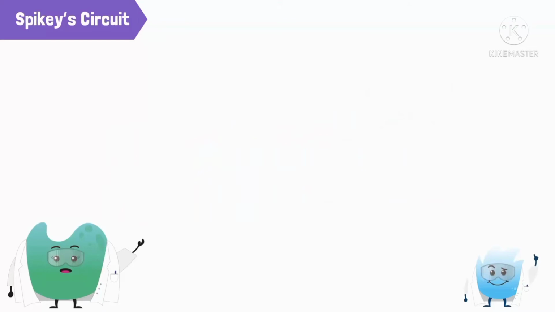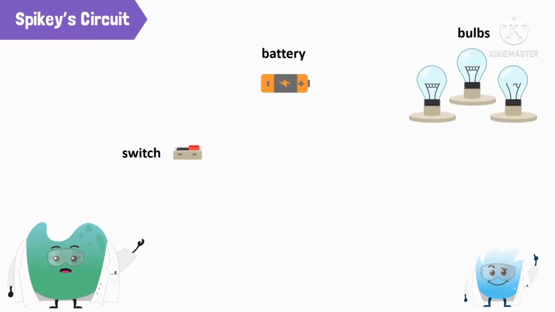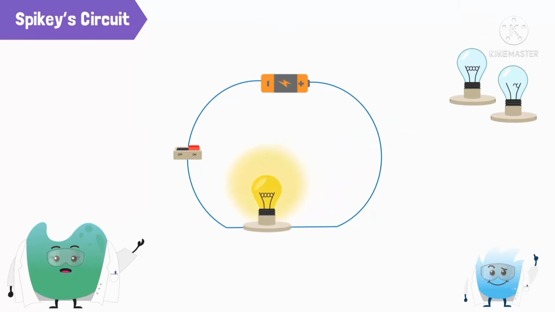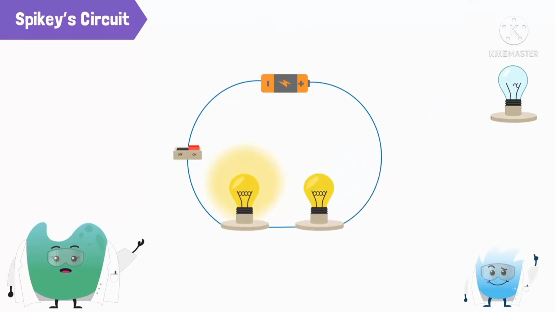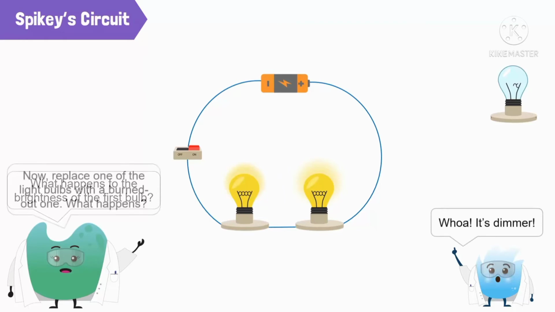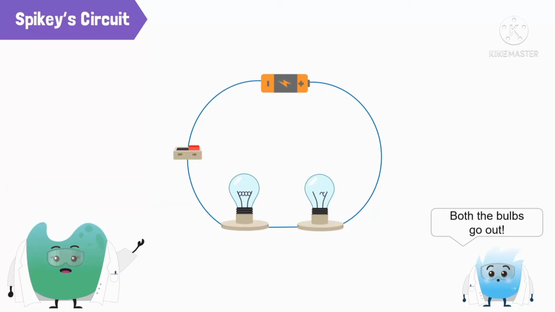Let's make Spiky's circuit first. We need a battery, a switch, 3 bulbs, 2 that work and 1 that's burnt out, and connecting wires. Let's set up the circuit. Now, let's add another bulb right next to the first one. What happens to the brightness of the first bulb? Whoa, it's dimmer. Exactly. Now replace one of the light bulbs with a burned out one. What happens? Both the bulbs go out.